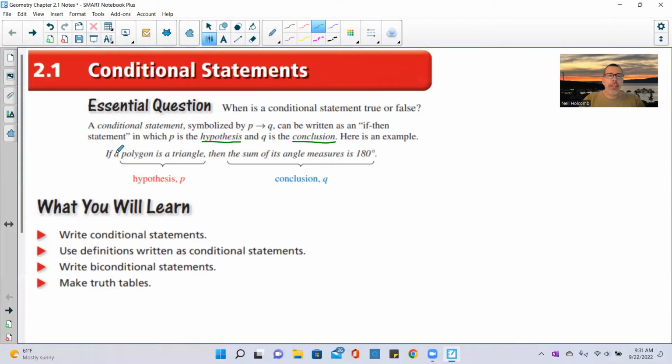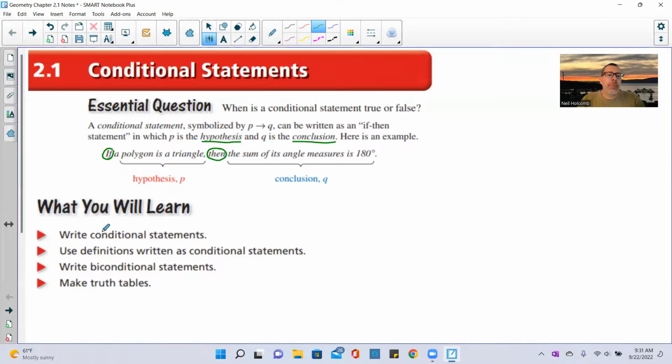Here's an example. If a polygon is a triangle, then the sum of its angle measures is 180 degrees. The hypothesis is P. It's everything after the word if and before the word then. You don't include the word if in the hypothesis. The conclusion follows the word then, but not including it. So the conclusion is the sum of its angle measures is 180 degrees.